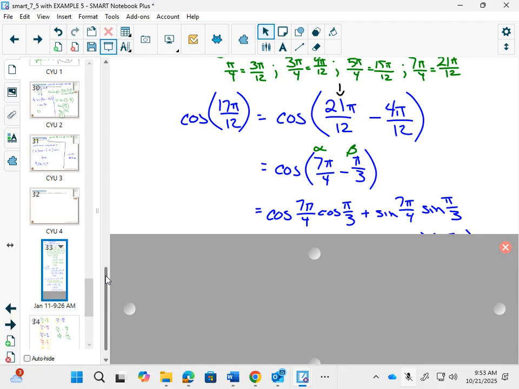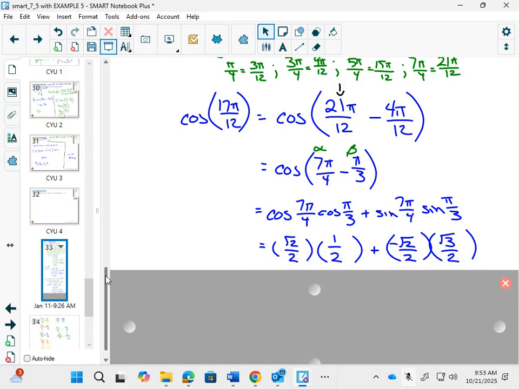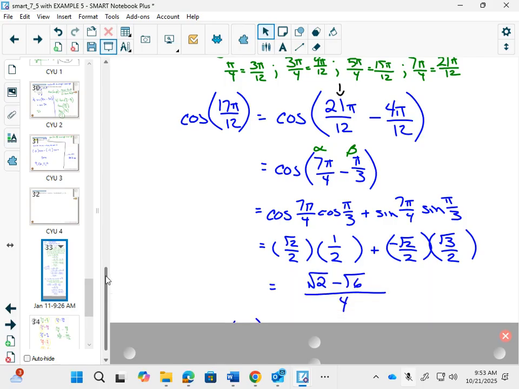But now we have to be a little bit careful from our pi plate. 7 pi over 4 is in quadrant 4, so cos will be positive. It'll be root 2 over 2. Cos of pi over 3 is 1/2. Sine of 7 pi over 4 will be negative because it's in quadrant 4, so it'll be negative root 2 over 2. And sine of pi over 3 will be positive root 3 over 2. And once again, when we multiply our numerators and multiply our denominators, we get a root 2, a root 6, and a 4, but this time the root 6 was negative.